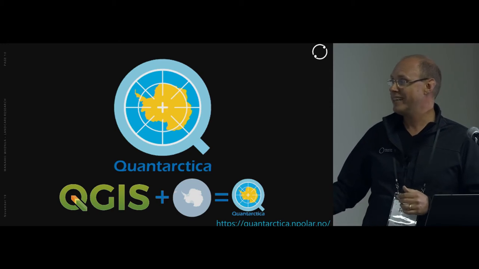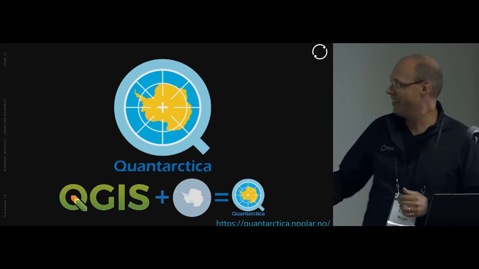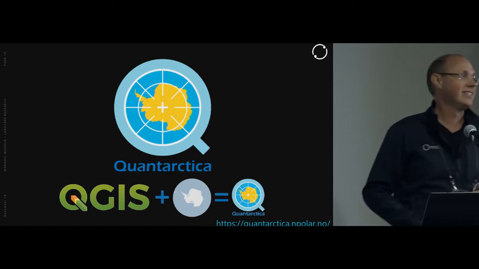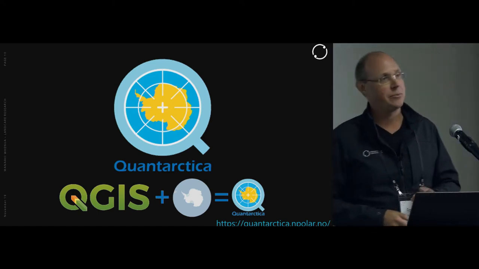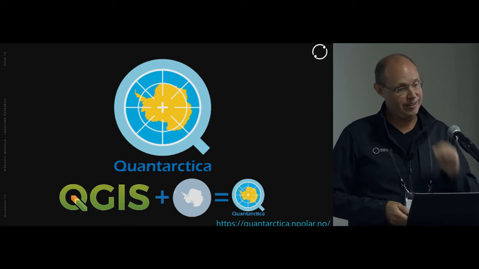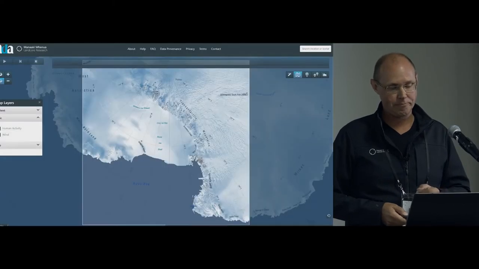Quantarctica comes from QGIS plus Antarctica, Quantarctica. And then there's the web address there if you're interested, but Google will find it as well. So I highly recommend it if you're interested in looking at it in a little bit more detail.